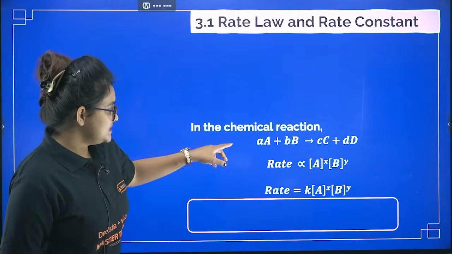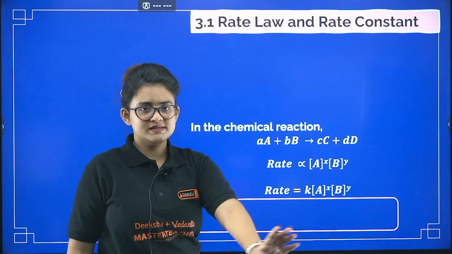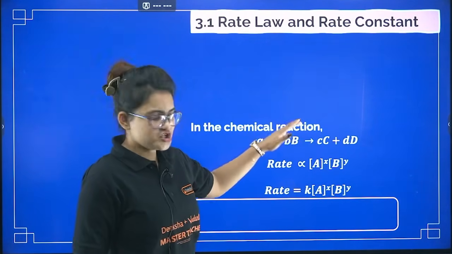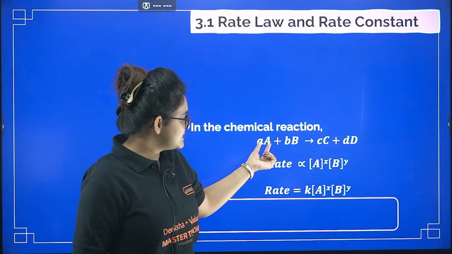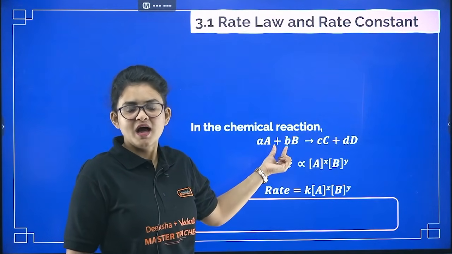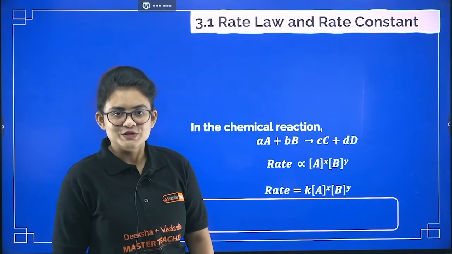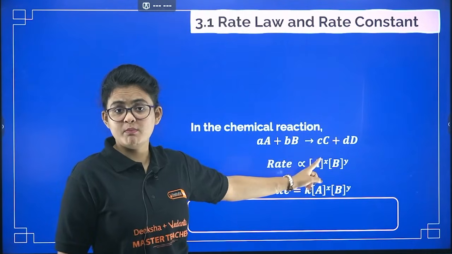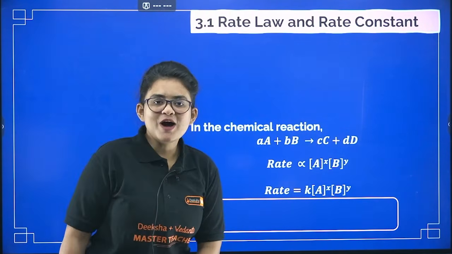I'm doing this reaction, mixing A and B to give C plus D. Next time I'm doing the reaction, keeping the concentration of B fixed, and I'm just doubling the concentration of A. I saw my reaction rate got doubled. So I can tell that x is actually 1, A power 1. Right? And B is fixed.